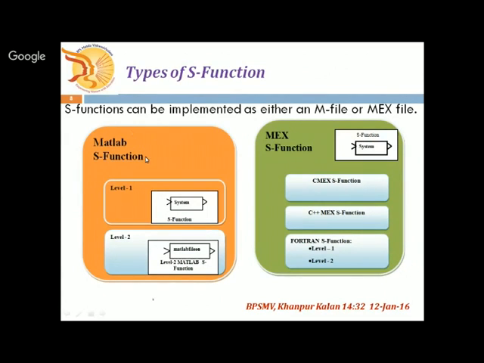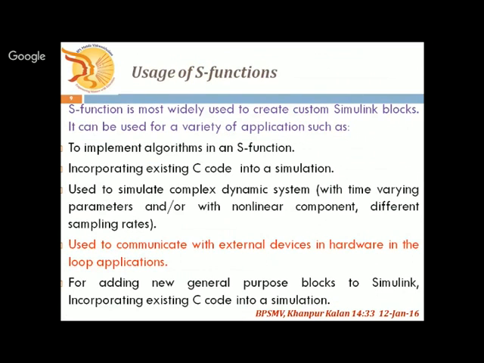This is Matlab S function. This is max S function. In case of Matlab S function, we have level 1 S functions, level 2 S functions. In case of max S function, we have C max S function, C++ max S function, and Fortran S function, level 1 and level 2. So basically there are two types, mfile S function and max S function. So both we have a level 1, level 2, C max S function, C++ S function.